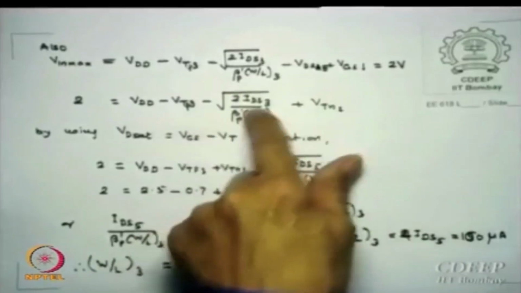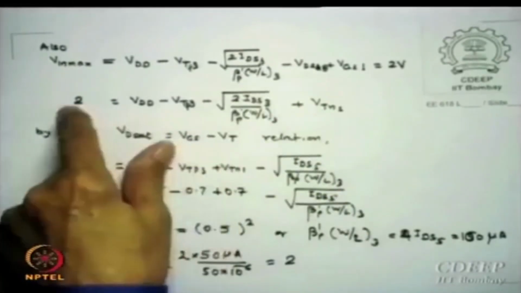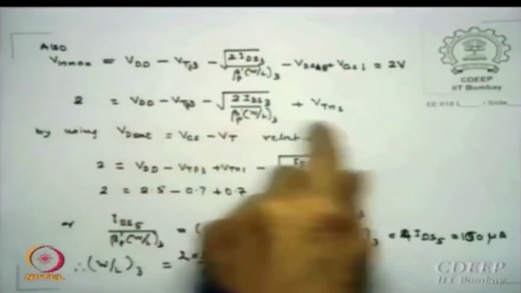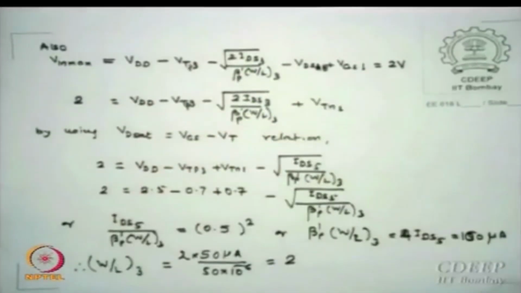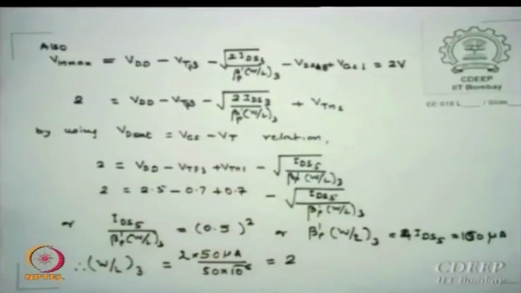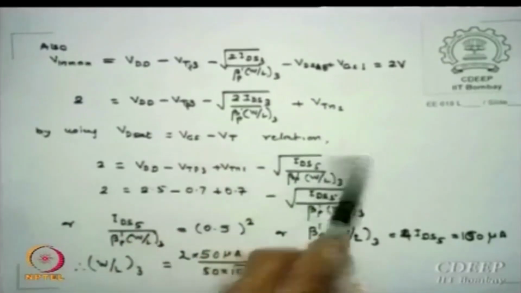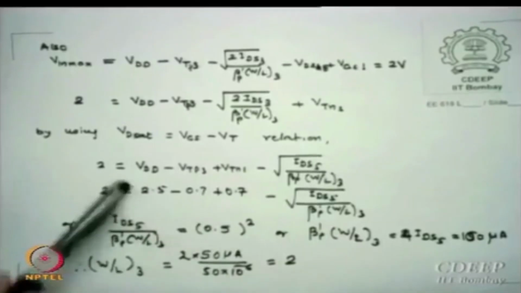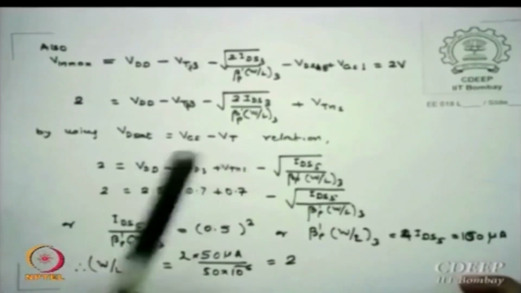So we rewrite that expression, and I get 2 is equal to VDD minus VTP3 minus this number. But this essentially is VGS minus VT, which is VDS, okay. So that value I substitute as VTN1. I keep doing this, and finally from this, because I now know this, I know this, I know this.